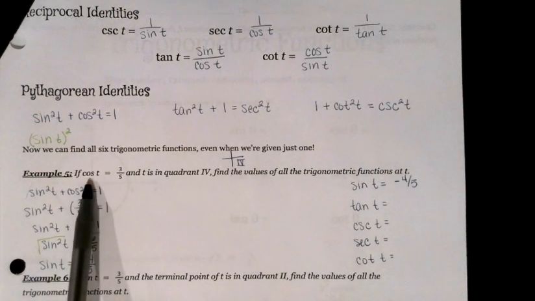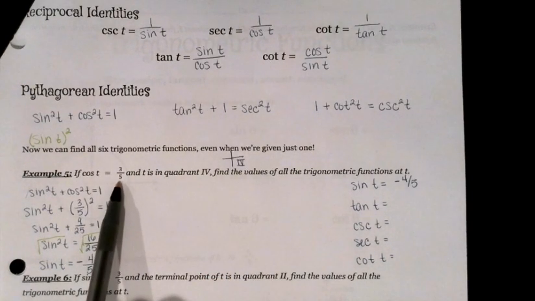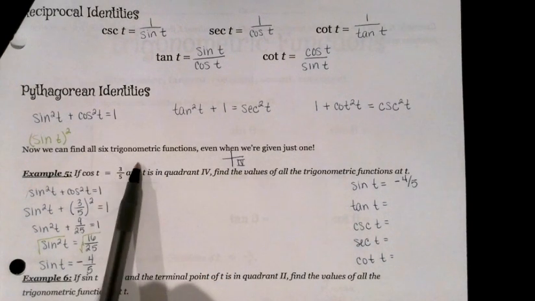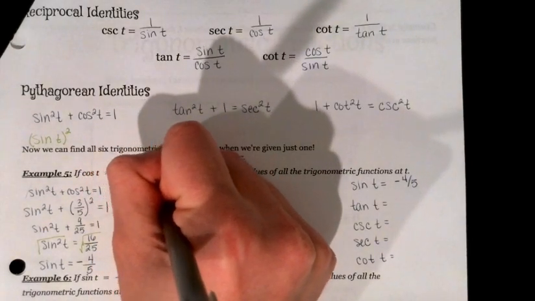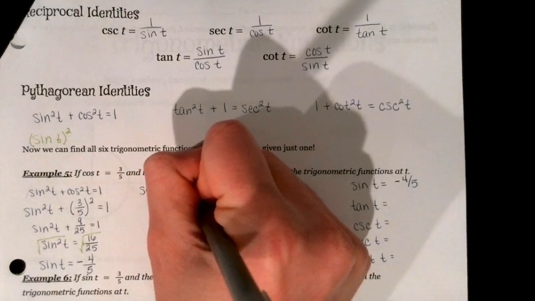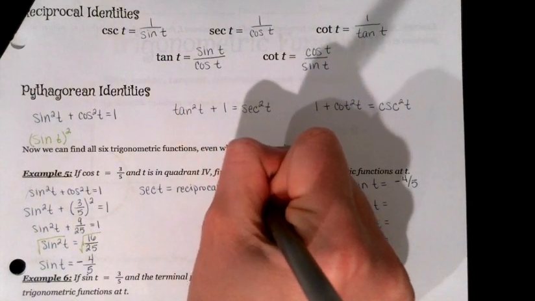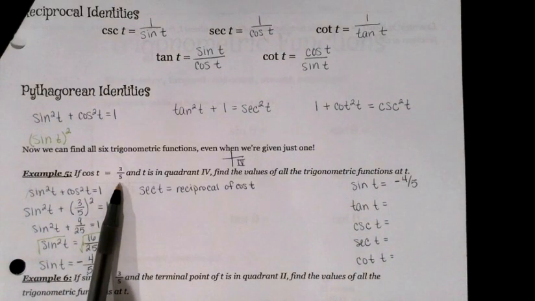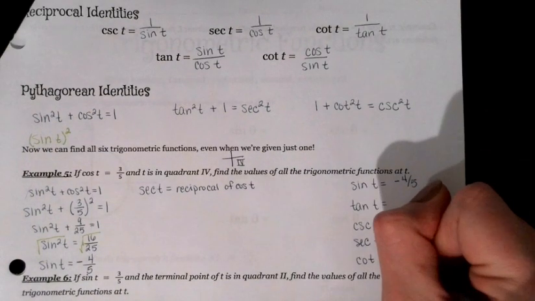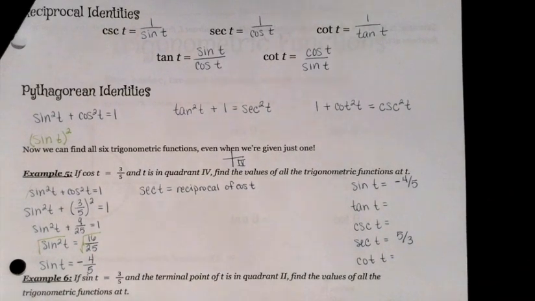So if I have cosine of t, that will help me find secant. So all I need to do to find secant is take this fraction and flip it. I need to do the reciprocal. So I'm going to make a note to myself, secant of t equals the reciprocal of cosine of t. So the reciprocal of 3/5 would be 5 over 3. So over here I have 5 over 3. That is a perfectly fine fraction. I don't need to rationalize anything. I can leave it like that.